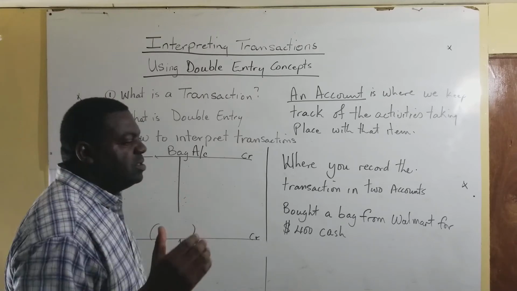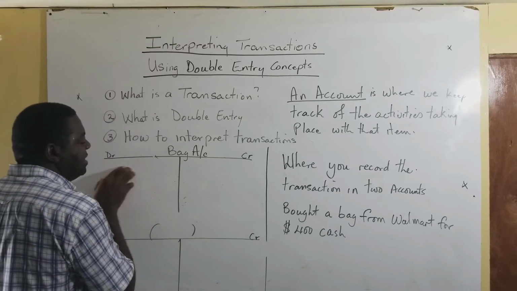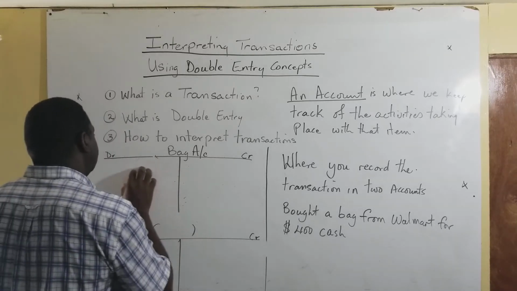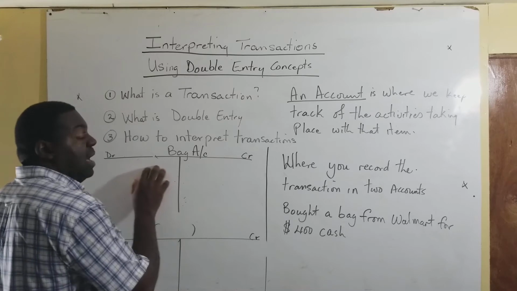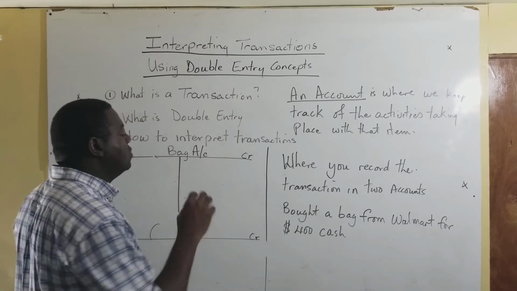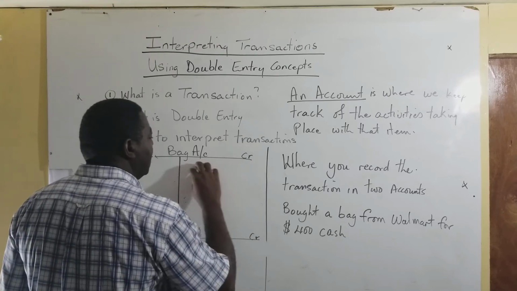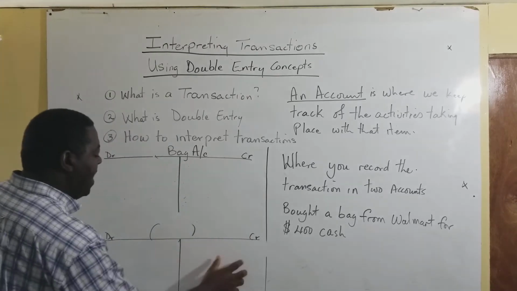And we say we are going to debit the bag account. We record the information on this side, right? Which is the left side, referred to as the debit side. If we say we're going to credit bag account, we record the information on this side, which is the right side, yes? And the same thing applies.